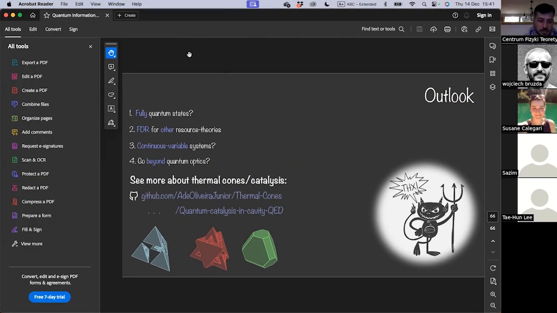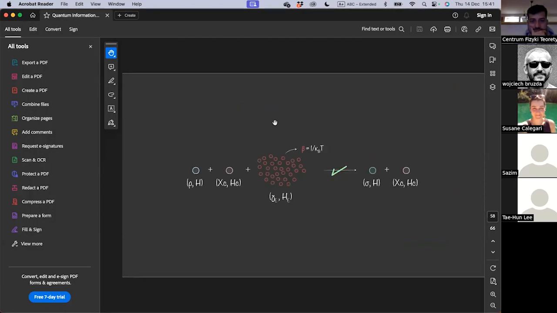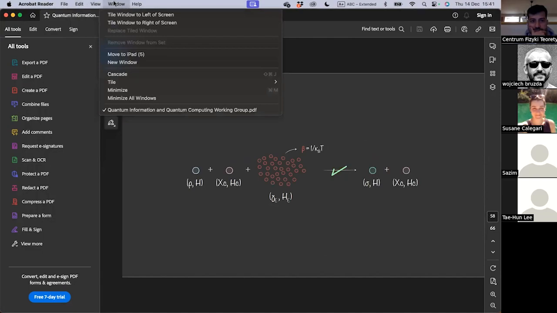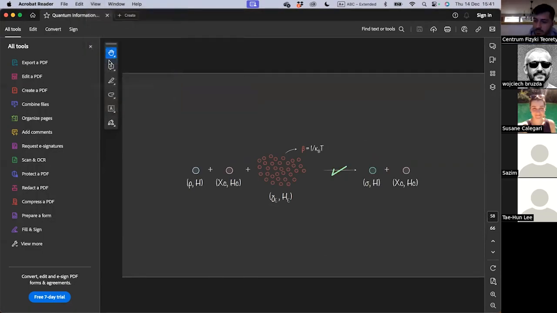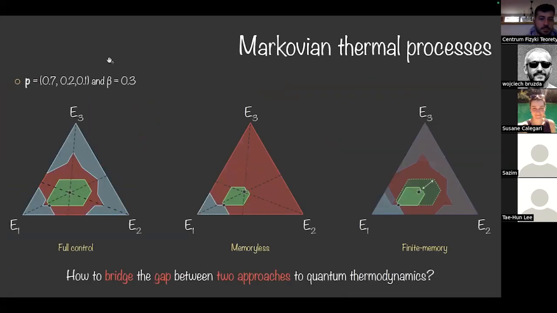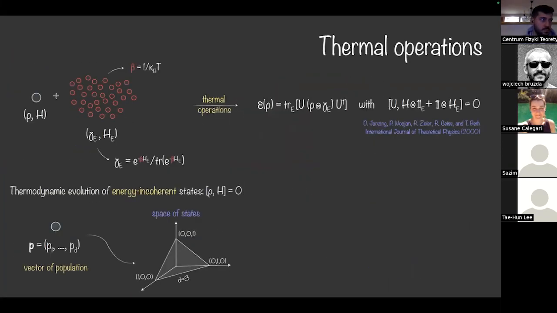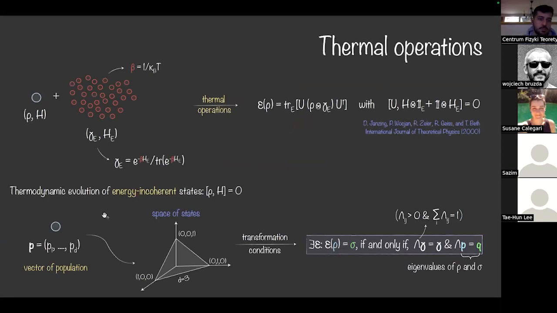What do you mean by fully quantum states? Ah, yes. Here on your list. Because here I'm considering energy incoherent states, right? States which commute with the Hamiltonian. So basically, when I say fully quantum states, I mean states with coherence, for example. One of the main assumptions that I made here was that this state commutes with the Hamiltonian, so it's diagonal in the energy eigenbasis, and because it's diagonal, we can derive those conditions.